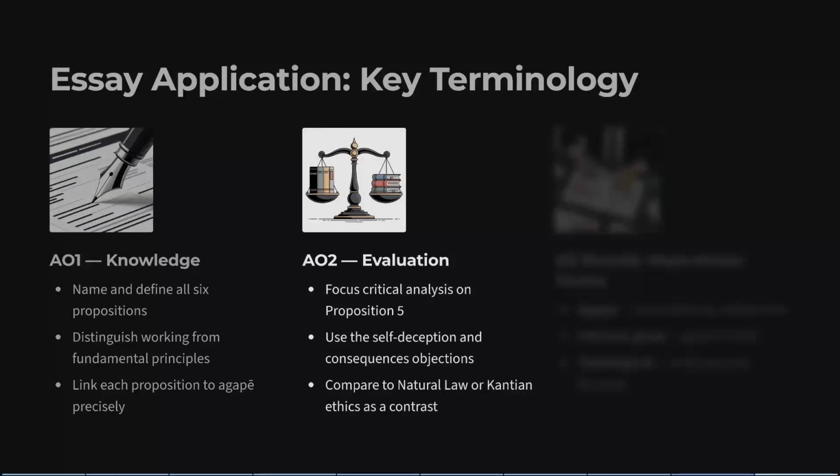For AO2, your critical focus should be on proposition 5. Use the self-deception objection, the uncertain consequences objection, and the moral corruption objection. Present Fletcher's response and evaluate whether it is sufficient. Then compare with another theory, like natural law or Kantian ethics.